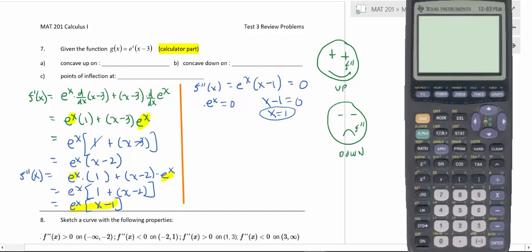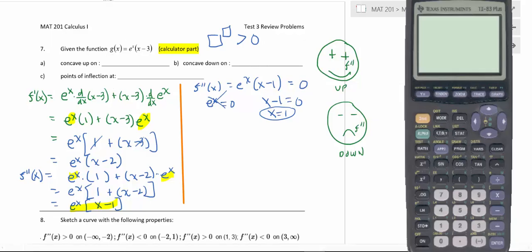This one does not exist. If you take e to the x, just think about this, any number to any power always gives you a positive number. So if you have a positive base and any exponent, that always gives a positive number, so that doesn't have a solution.